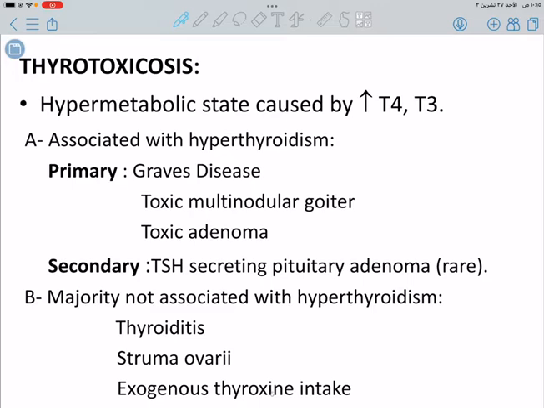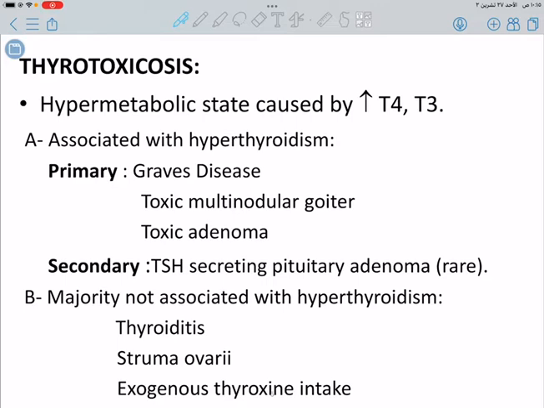Thyrotoxicosis is the clinical manifestation. What happens to the patient? How does the effect of the elevated T3 and T4 appear? We call it thyrotoxicosis. The clinical effect that appears on the patient. Hyperthyroidism means the thyroid is overfunctioning. So thyrotoxicosis could be associated with hyperthyroidism or not associated with hyperthyroidism.